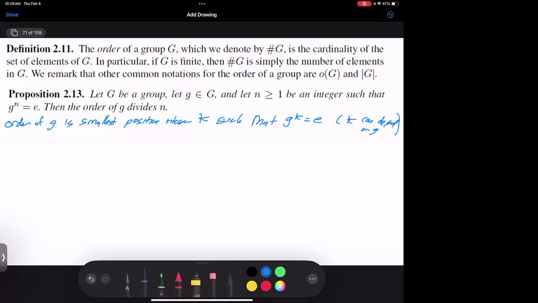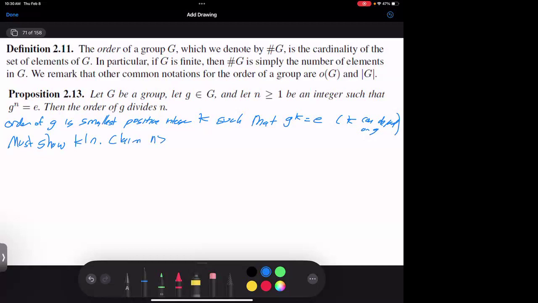If I give you the element E, the identity element, what should the order of the identity element be? What would you guess? Yeah, 1. It's already the identity. So if you just take it to itself, you get back the identity. So we want to show that no matter what n you take, if G to the n equals E, K divides n. Must show K divides n.